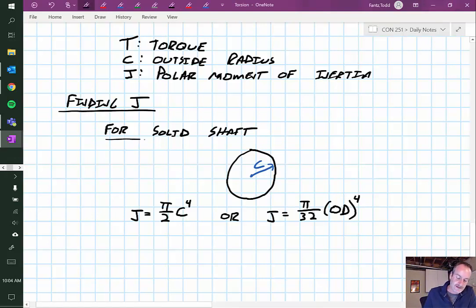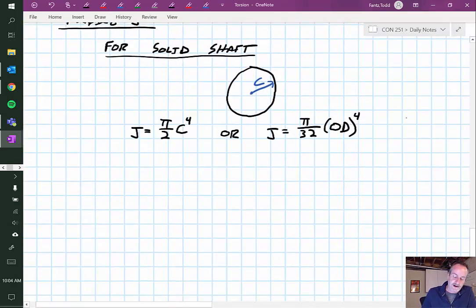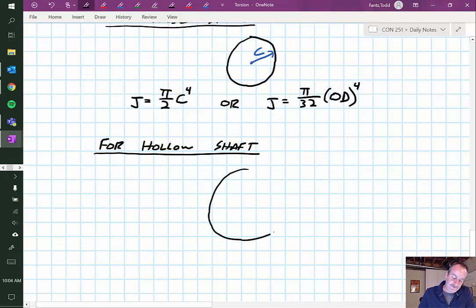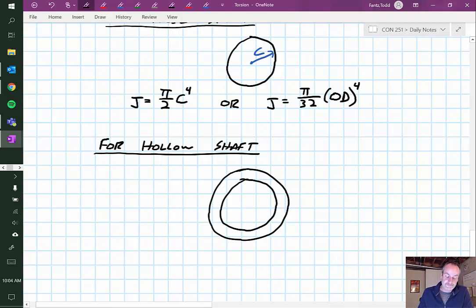Now that's for a solid shaft. The only other thing that I think we might want to know is for a hollow shaft. If I were to draw a picture of a hollow shaft, now I have something with a wall thickness to it. Like these would be your pipes, drive shafts, things like that. So with this I have two different C values. I have the inside radius and the outside radius, so I'm calling those CI and CO.